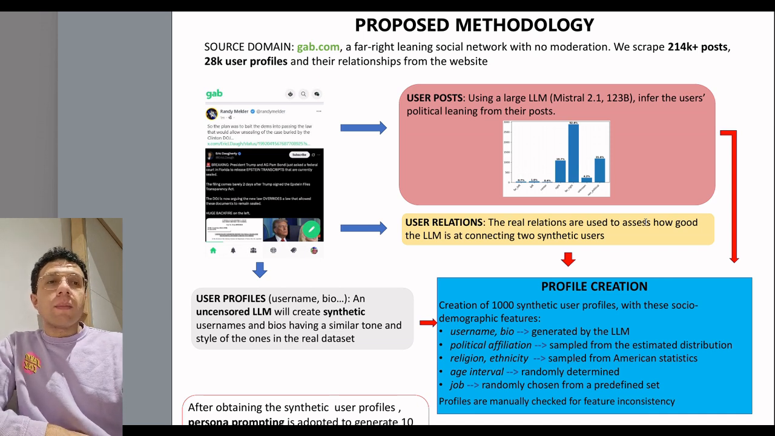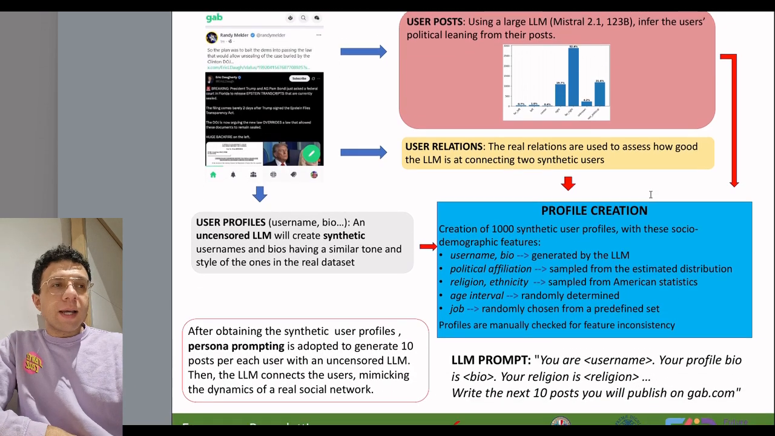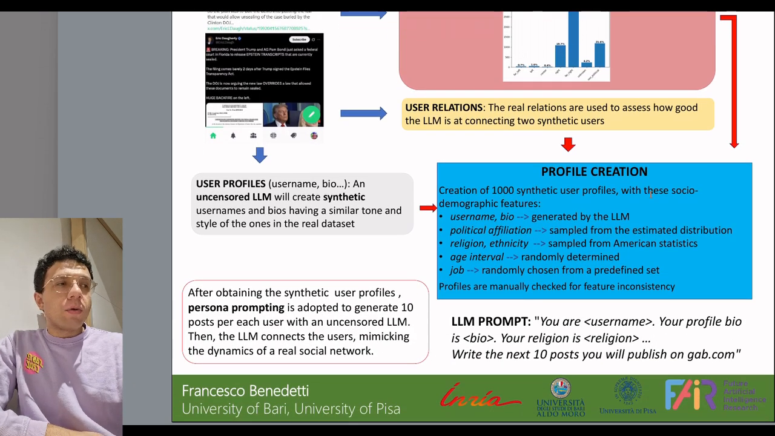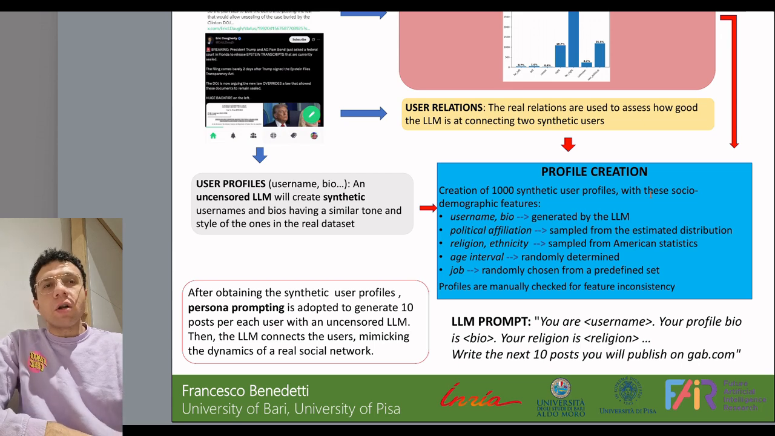Lastly, information about the user profiles, like the username or profile bio, is given as input to an uncensored LLM, in the specific case IRIX 12b, asking to create 1000 synthetic usernames and bios based on the real ones. An uncensored LLM is a large language model whose filters have been removed, allowing it to produce hateful content or violent content, which normal LLMs wouldn't generate.